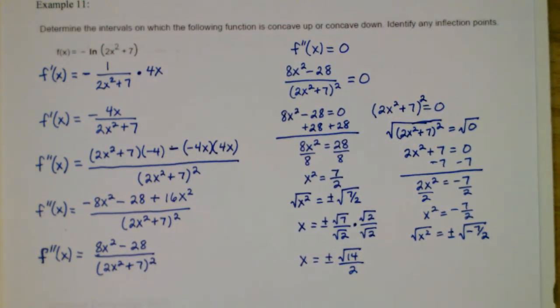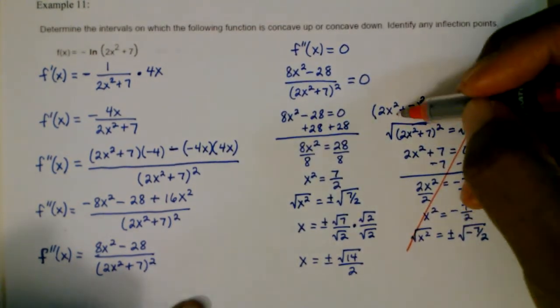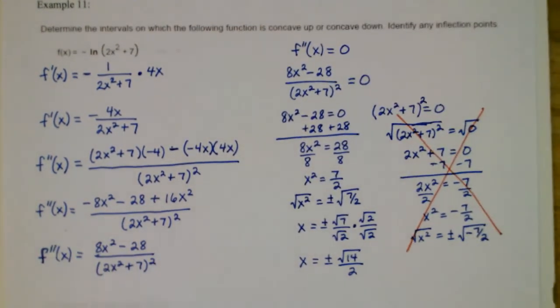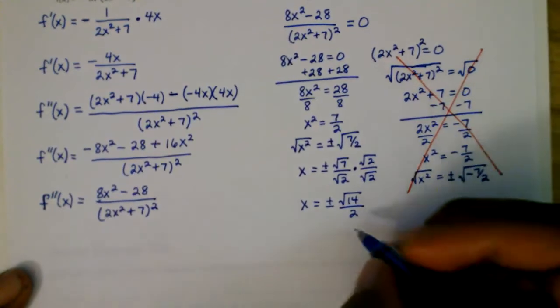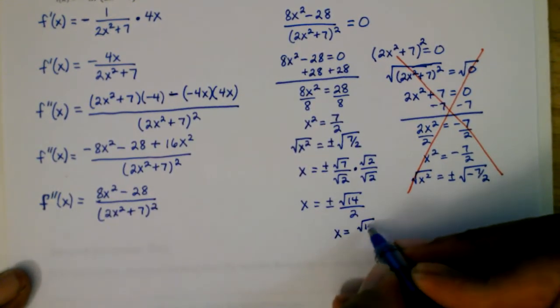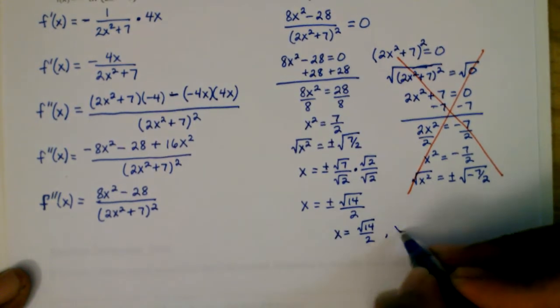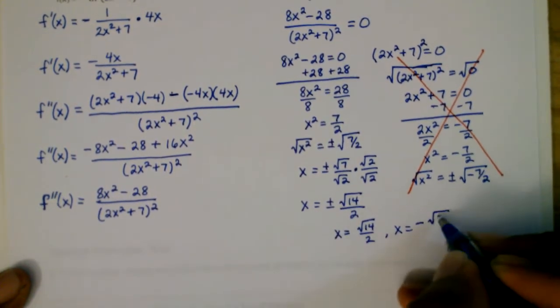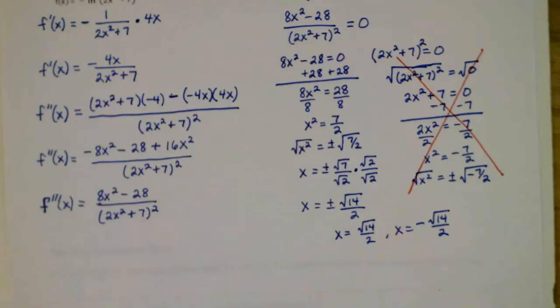So that means I can cross all that out because I'm going to get a pair of imaginary numbers, and I'm not going to be able to deal with a pair of imaginary numbers on a graph. So that means your only possible points of inflection will be x is equal to the square root of 14 over 2, and x is equal to negative square root of 14 over 2.